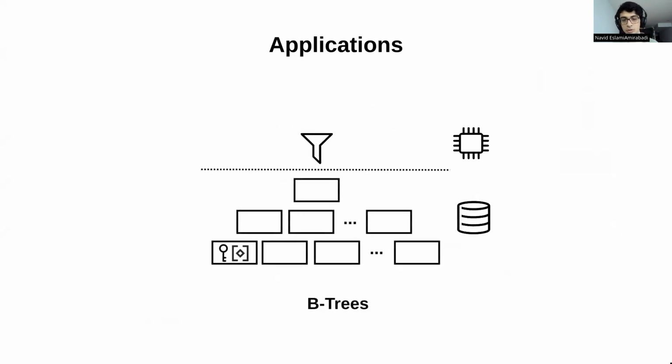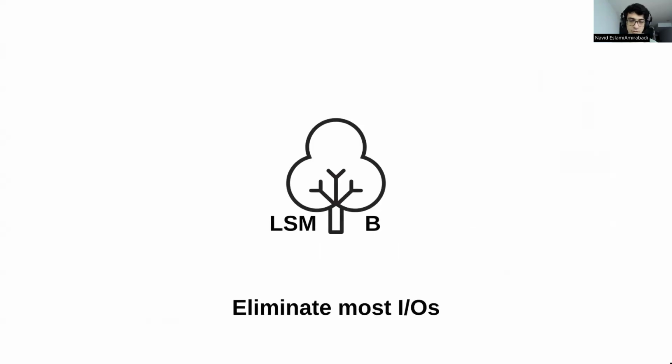Similarly, if we're working with a B-tree index or a B-tree database, we can have a single filter that represents the entire database. And before we do a range query on the entire database, we check the filter first. And if it tells us that the range query is empty, we can avoid accessing the hierarchical structure of a B-tree and save many IOs. So in effect, range filters allow us to eliminate most of the IOs that occur in LSM trees and B trees, significantly improving performance.